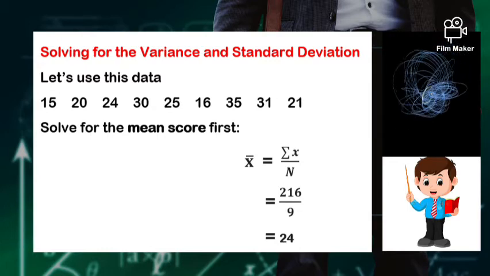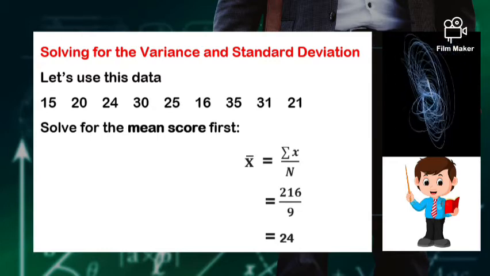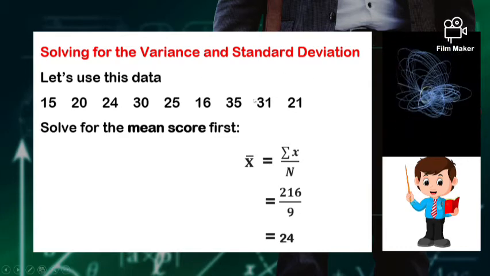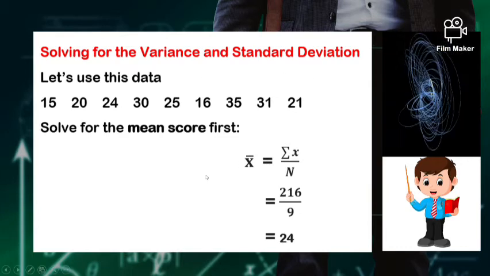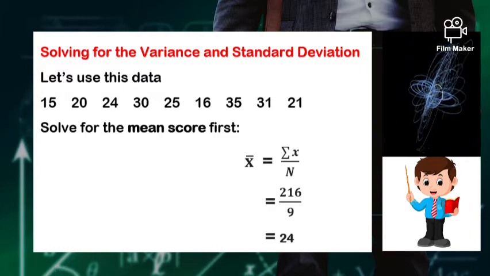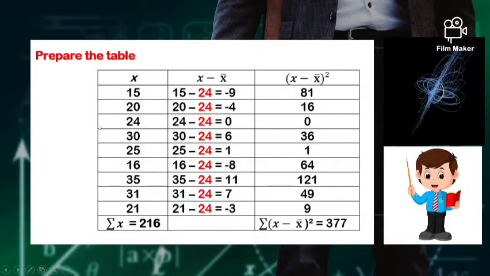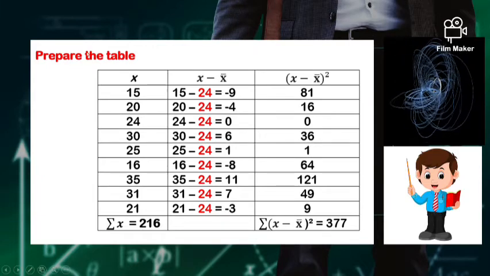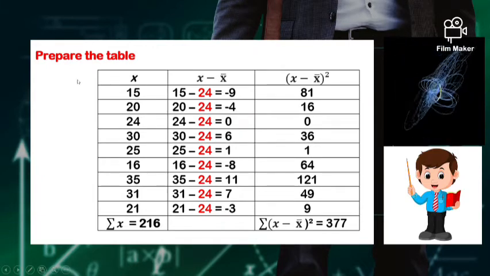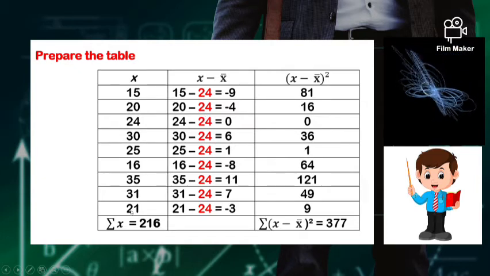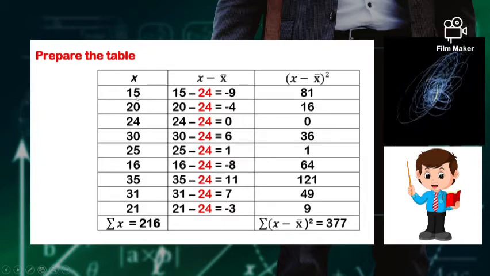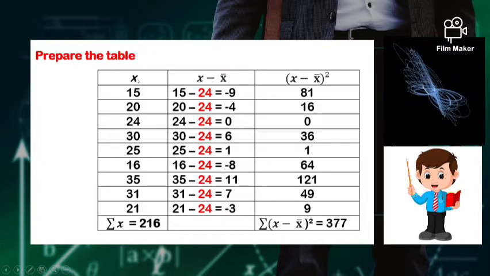It's necessary that you compute the mean first before you compute your variance and standard deviation, because this is where we base our interpretations. Next step after computing your mean is to prepare a table, not the frequency distribution table, but a table like this, wherein you're just going to write all the scores in one column. So that's your x, the scores.